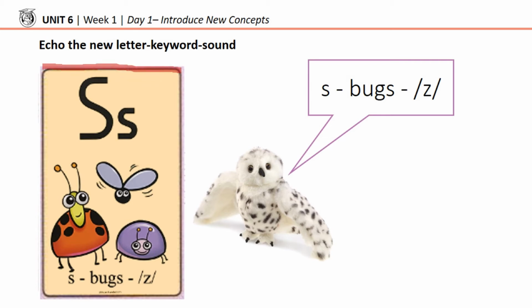Although it looks like the S as in snake, when you have more than one bug, it is pronounced bugs, and the S now makes the Z sound. So this card will read like this: S bugs Z. Because when you add an S to the U and a G, it makes the Z sound. Uggs.